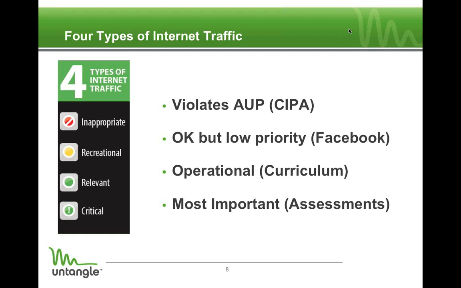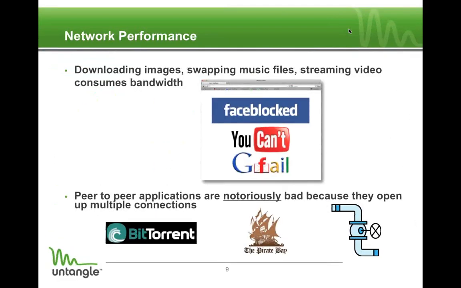Then the next step on the hierarchy is something that's relevant. So these are your operational applications, such as curriculum. These are things that you need for the day-to-day operations of your school. But they are not quite as important as critical, which is your most important type of traffic. And this would be something like online assessments where you're really in an all-hands-on-deck situation and you need to make sure that resource has the maximum allocation of bandwidth and the least competition.